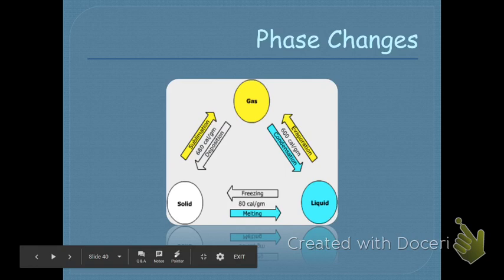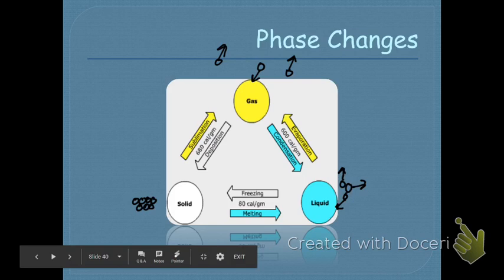Gas particles look like this, where they're really far apart. Liquids are closer together, but they have movement. Gas particles have movement as well, and then solids. So if we remember that gases have the highest kinetic energy, solids have the lowest kinetic energy. Remember, kinetic energy is the energy of movement. That would be good to remember.